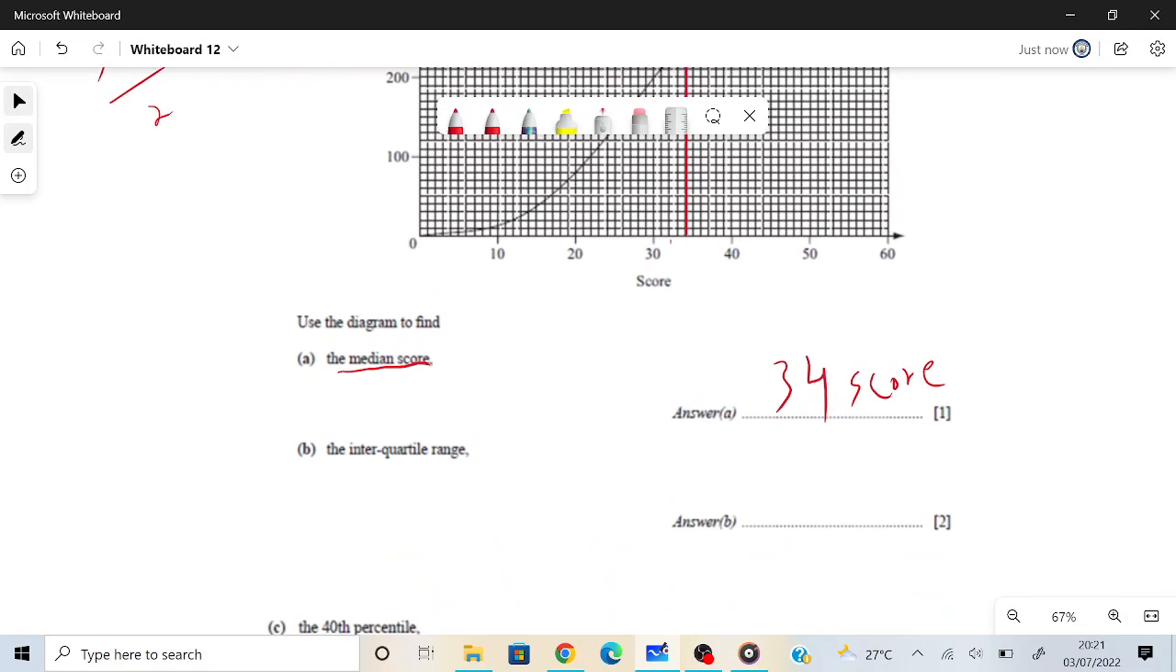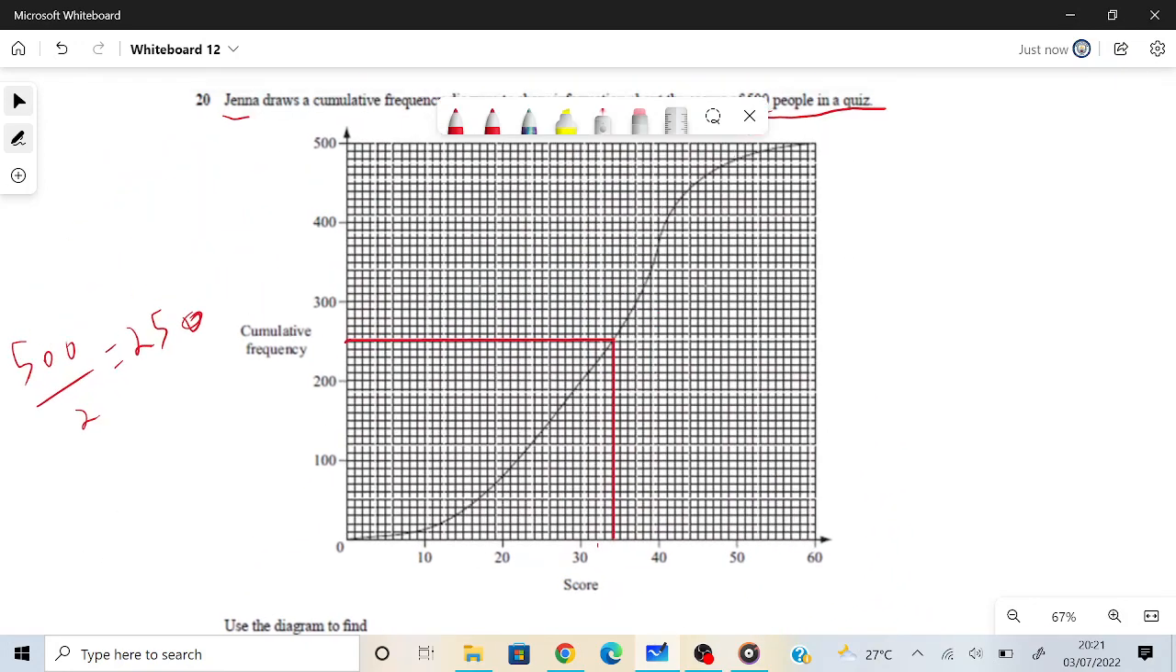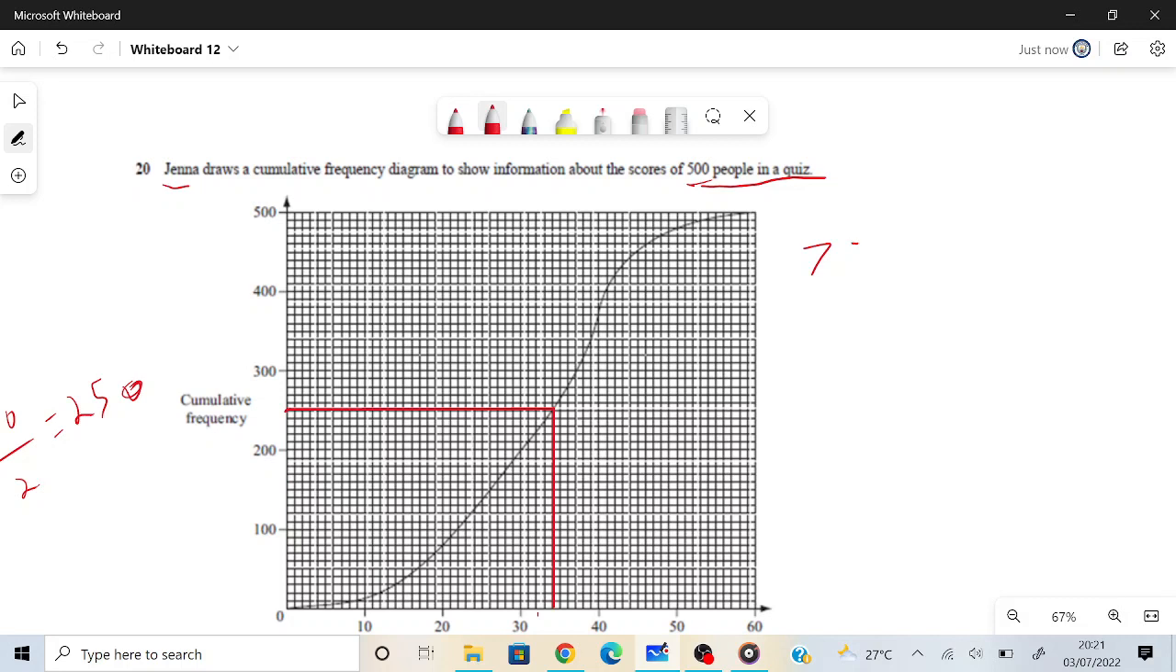Next part asks me to find the interquartile range. So again, interquartile range is nothing but upper quartile minus lower quartile. So the upper quartile is 75% of 500, so 75 over 100 times 500. And doing that in your calculator, you should get 375. So let's locate 375 on the y-axis. 310, 320, 330, 340, 350, 360, 370, 380. Okay, somewhere there. It's not the most accurate, but it's an estimate somewhere there in the middle of those two.